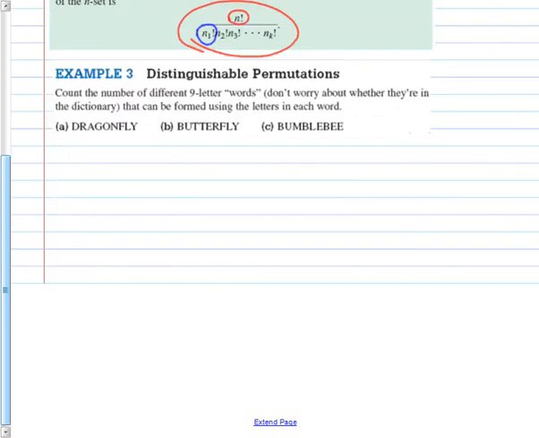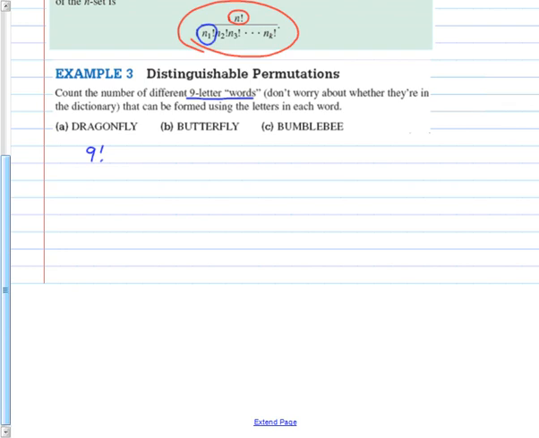Count the number of different 9-letter words, don't worry about whether the word's in a dictionary or not, that can be formed using the letters in each word. Well, part A here, are every one of these letters different in Dragonfly? Yes. So if there are 9 letters and they're all different, there are 9 factorial ways I can rearrange that.